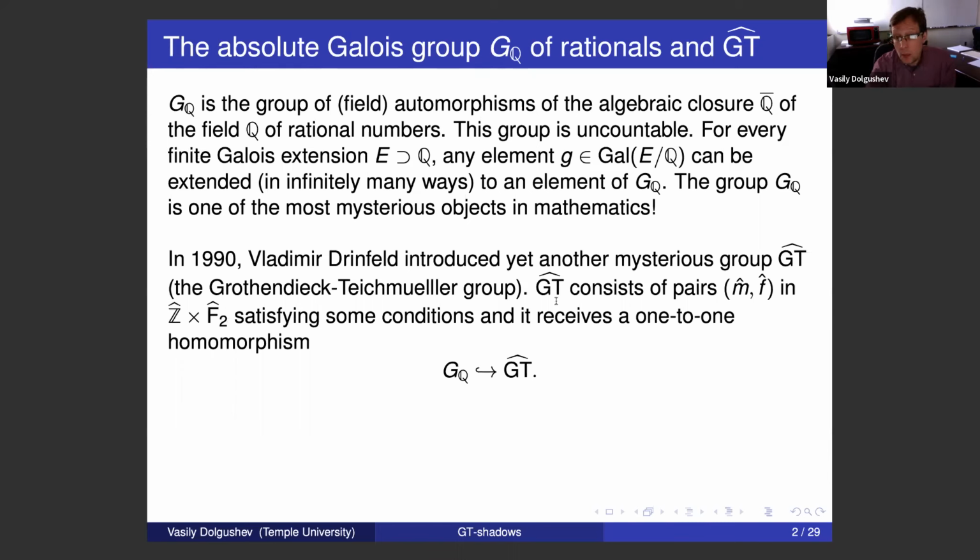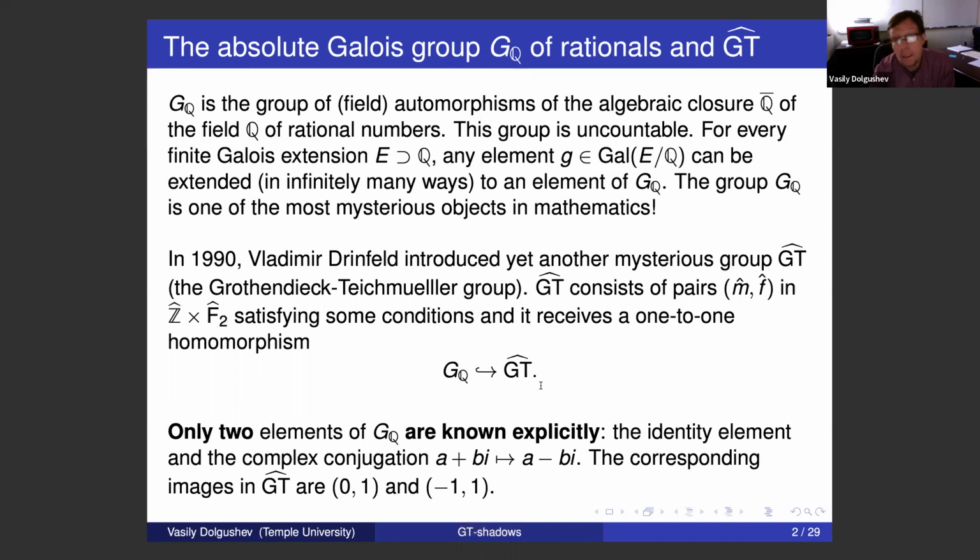So it is known that GT hat receives a one-to-one homomorphism from this absolute Galois group. Just to show you how hard it is to work with these objects, we explicitly know only two elements of GQ and GT hat, namely the identity element and the complex conjugation. These are the corresponding elements in GT hat: (1, 1) and (−1, 1). The second component is 1, the identity element in F2 hat.